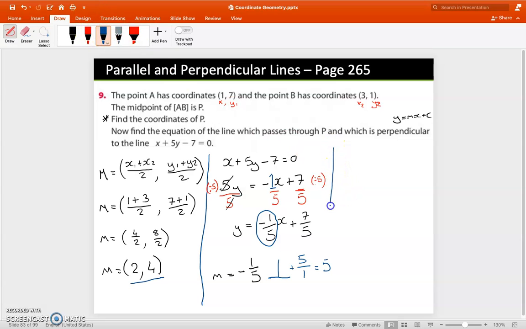So here we go. This is all a bit tight, so I apologize for that. So my slope is now 5 because 5 is perpendicular to minus a fifth. And the point that we're going to be using is the point we found at the very beginning, 2, 4.